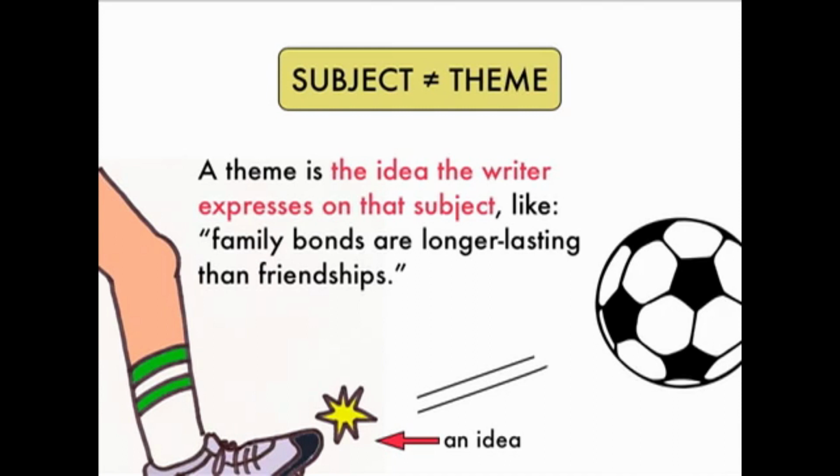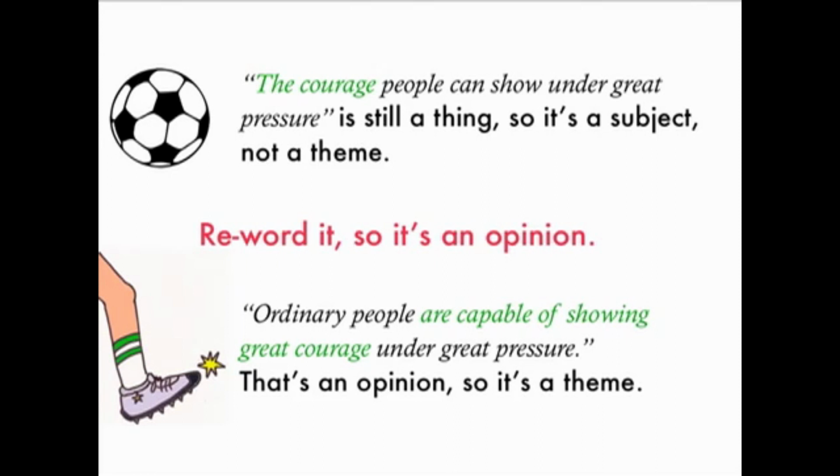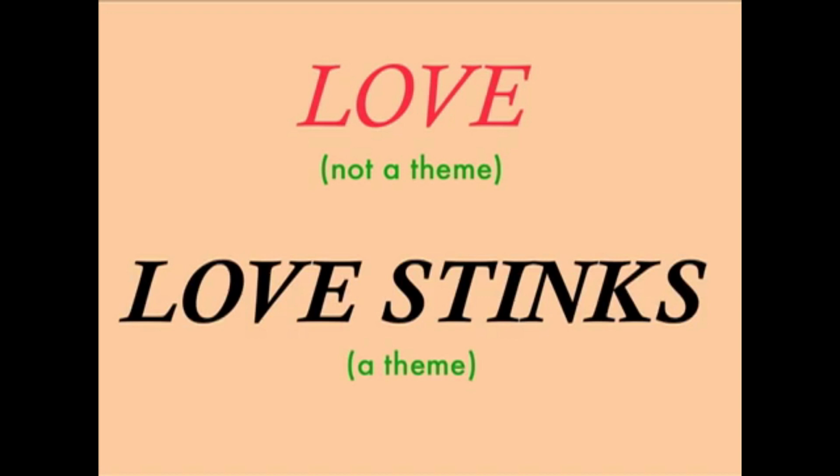If you tell me that the theme is love, I'll say that's wrong, and I'll ask you, what about love? The theme isn't a thing. It must be an opinion about that thing. That's why I tell students not to merely Google what is the theme of this book, because you'll often get things like, one of the themes of this book is love, or social justice. The way I define it in my classes, those are subjects, not themes. Love isn't a theme. Love stinks is a theme.